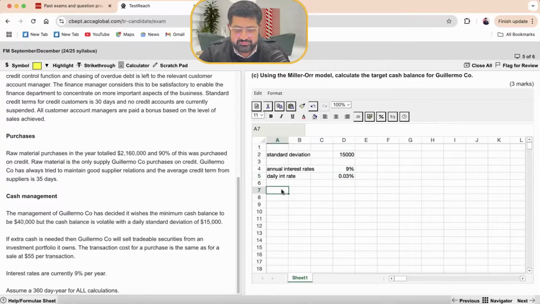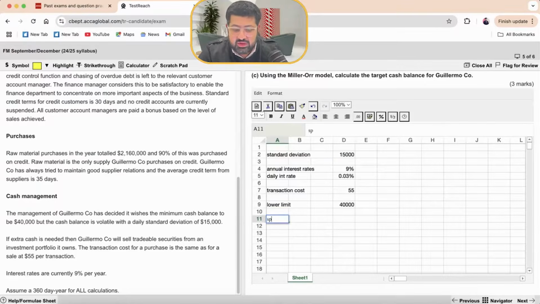Okay. Now, the next point is transaction cost. They have given us $55 per transaction. Now, lower limit. They have given us a lower limit of the cash balance, 40,000. Now the point is, what is the upper limit?